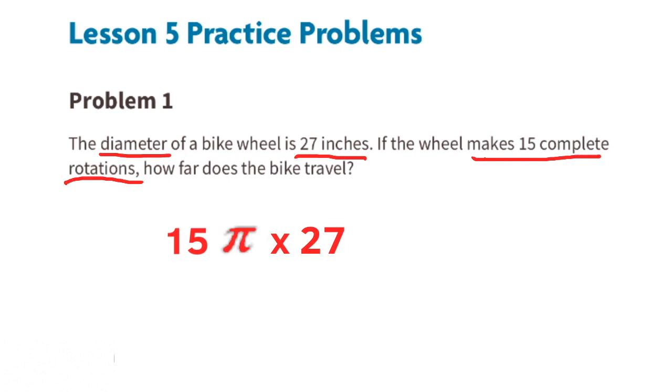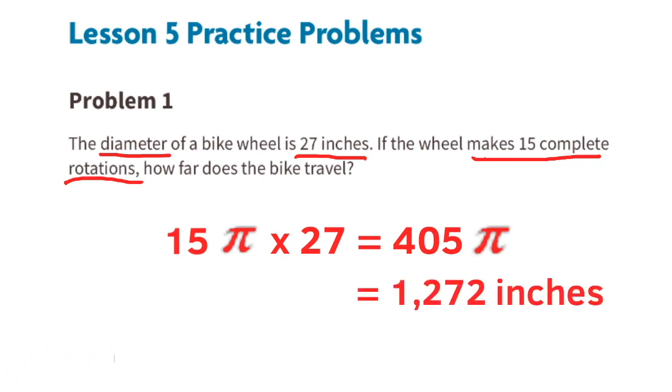15 times 27 is 405. 405 times pi is 1,272 inches. The bike would have traveled 1,272 inches, which is equal to 106 feet.